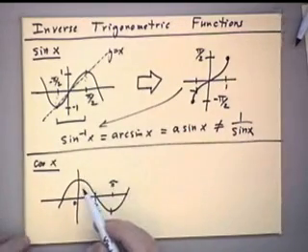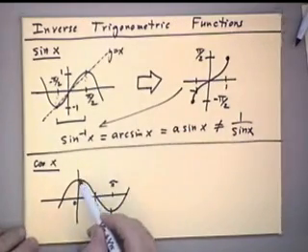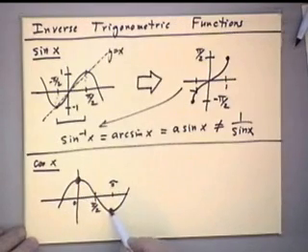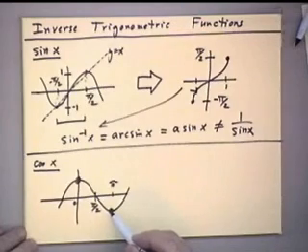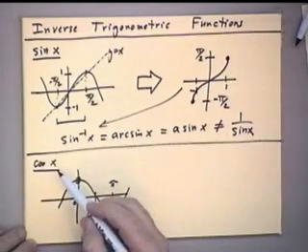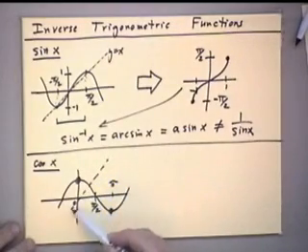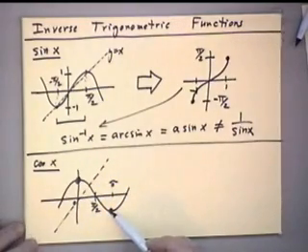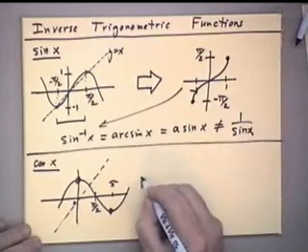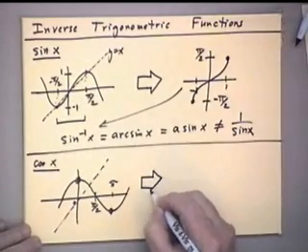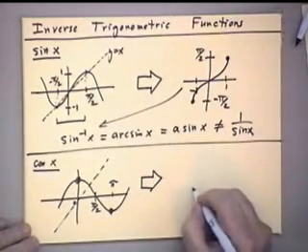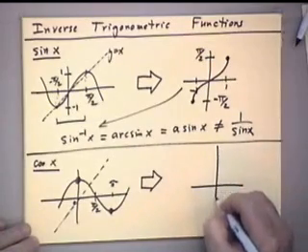Now, based on what we saw previously with the sine function, what we're going to want to do is take the piece that goes from here to here, this decreasing piece, and take that as the part that we will restrict the cosine function to, and then reflect across the 45-degree line here to get the inverse function. So that's what we'll do. We'll come over here and we will create the cosine inverse function, which will look something like this.